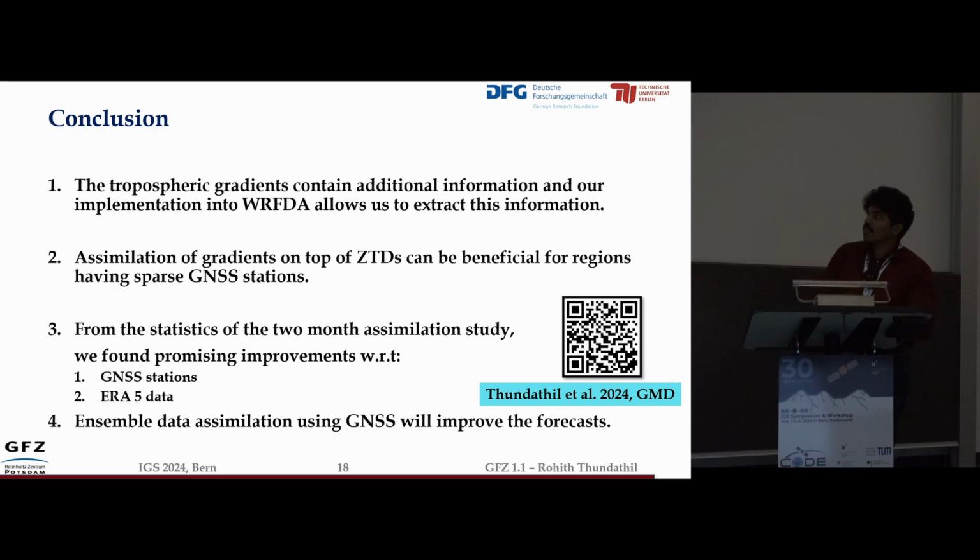So to conclude, the tropospheric gradients contain additional information, which is clear now, and the assimilation of ZTD and gradient observations within a sparse network gives you more improvement than a dense ZTD observation network. And from the statistics over 2 months, we found improvements with respect to the GNSS stations and ERA5. We found that the gradients clearly have a promising impact. In future, we are trying to assimilate the observations with an ensemble-based data assimilation system, which will probably improve the forecast.